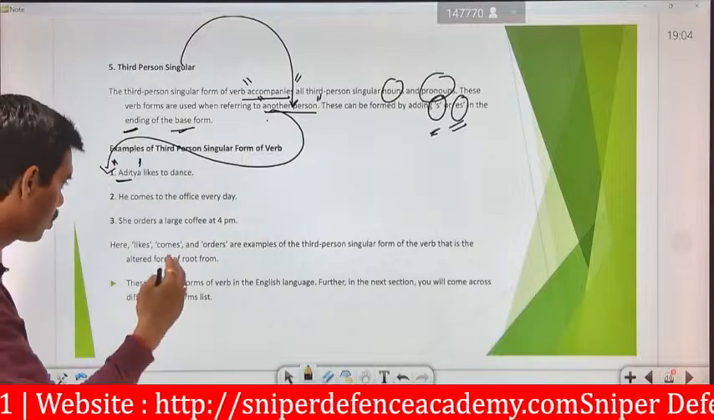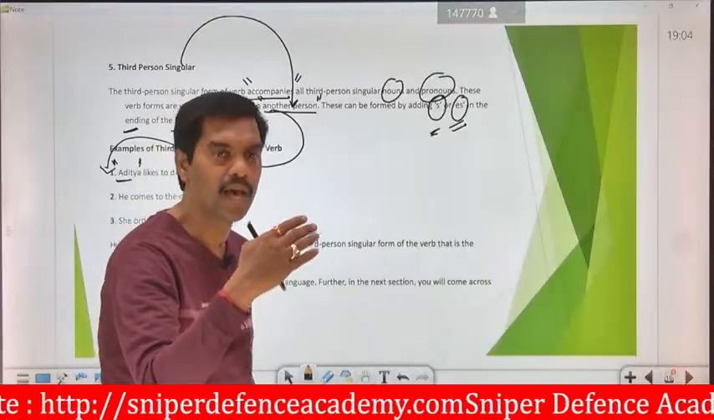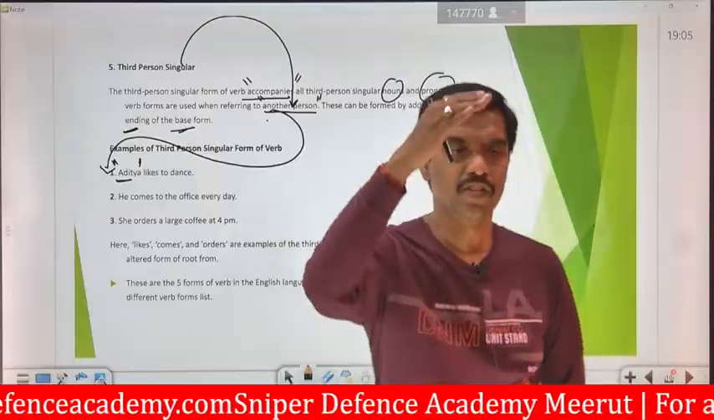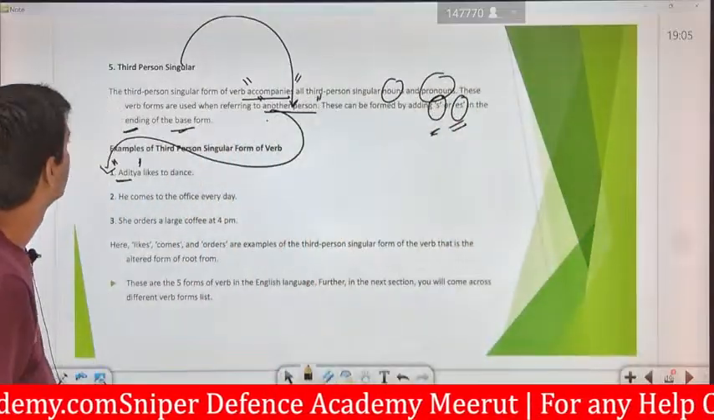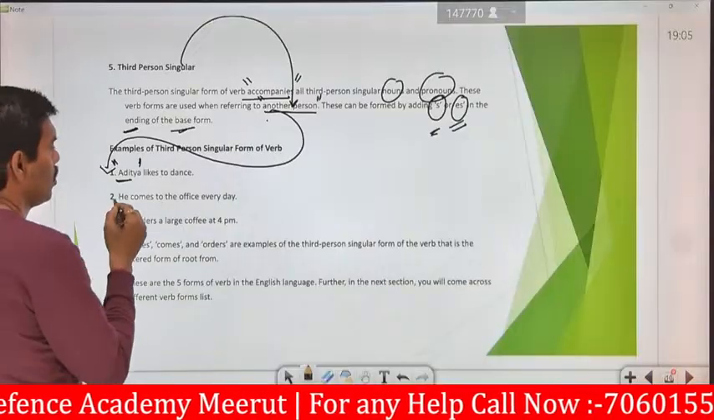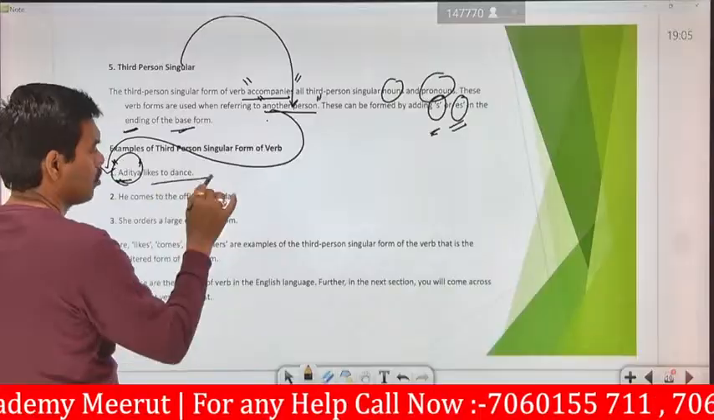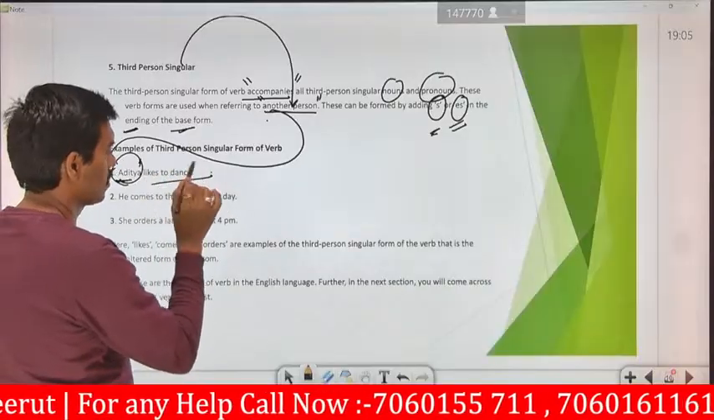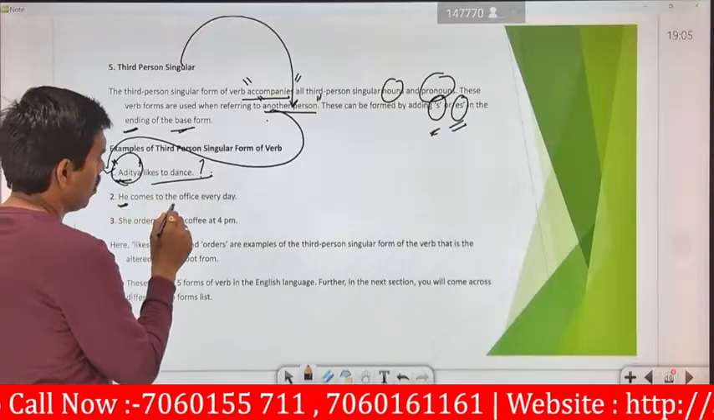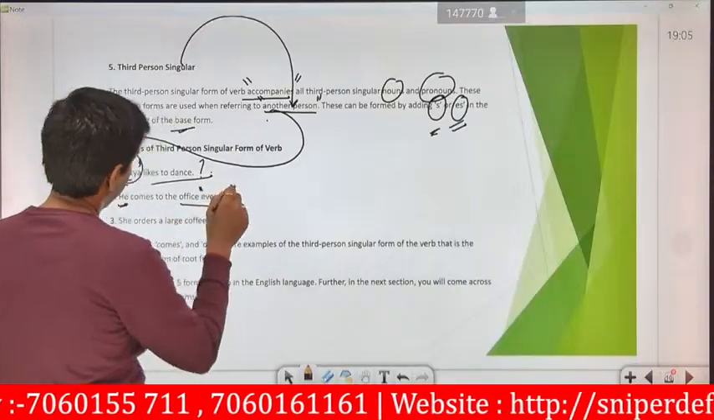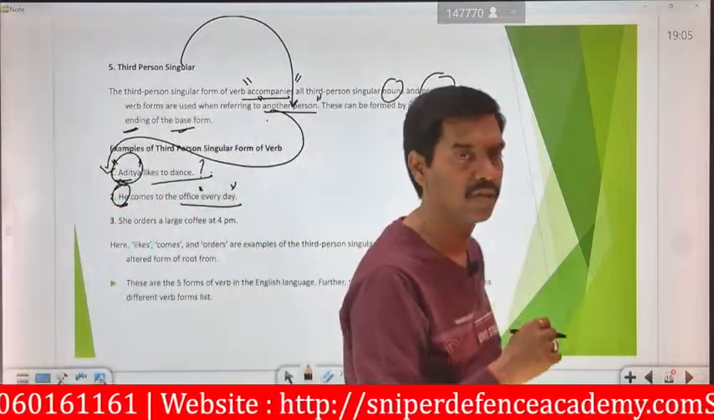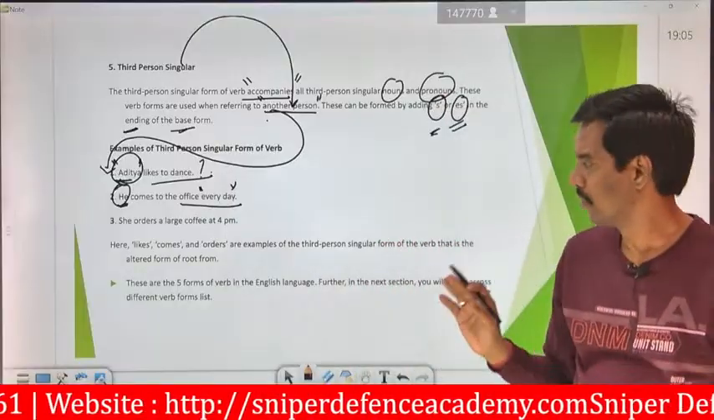So like that, if I am going to express some action in terms of another person, then it is the third person singular. Here we are saying that Aditya, he is a person, he likes to dance. We do not know who the person is, he likes to dance. Next one, he comes to the office every day. He, who is the person? The person is a boy. He means it represents a boy. He will come to the office every day.